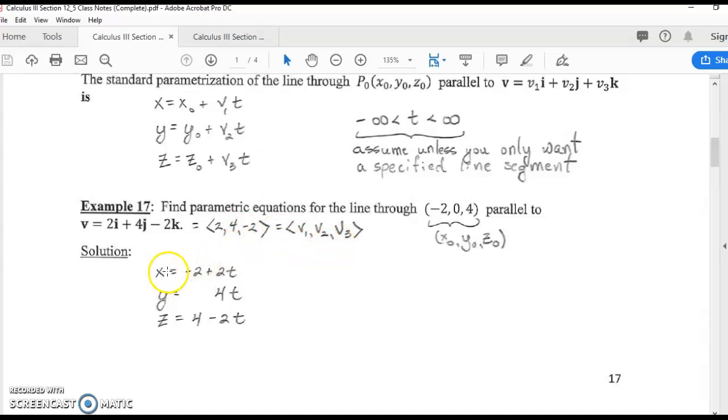So x equals x naught plus t times v1, right? But we typically don't write it as t2. We write it as 2t, so that's why you see it in that order. Y equals y naught, which is 0, so we don't write it, plus t times v2, in other words, 4t. And z equals z naught, 4, plus t times v3, but that's again written as minus 2t.